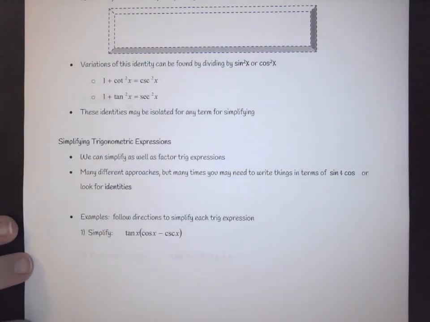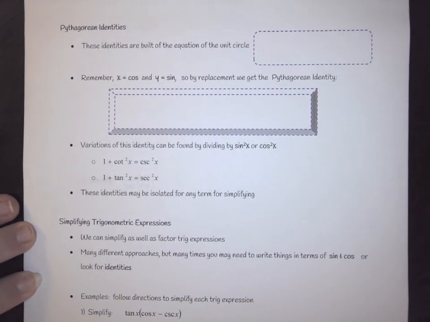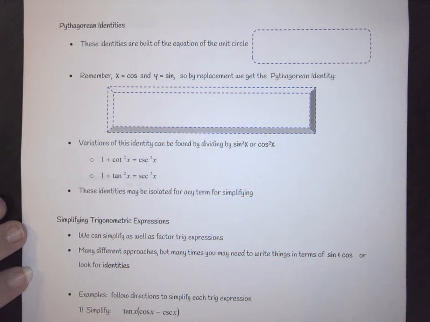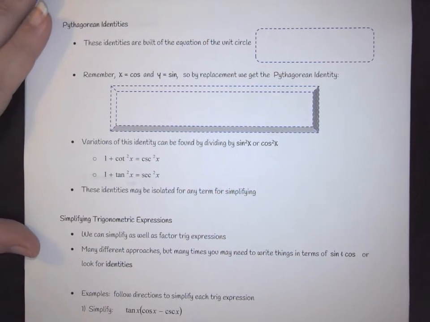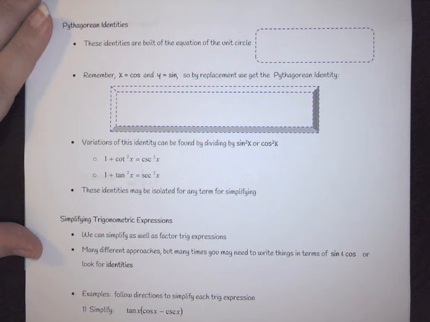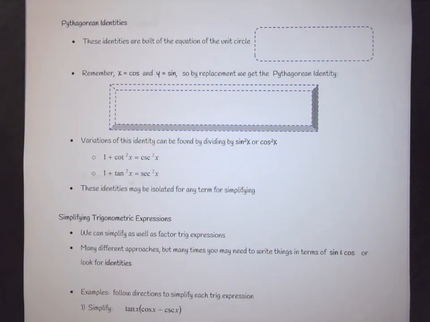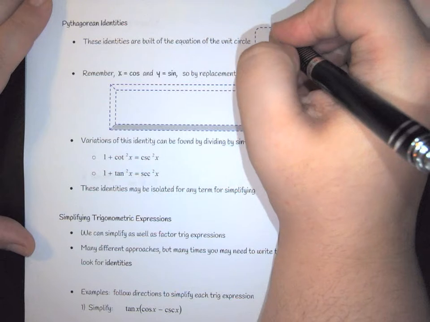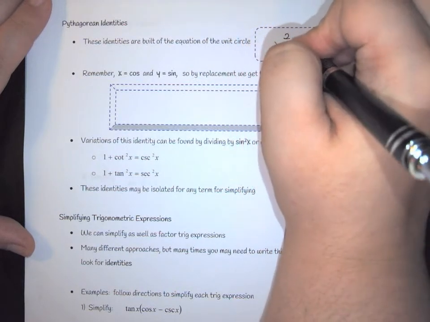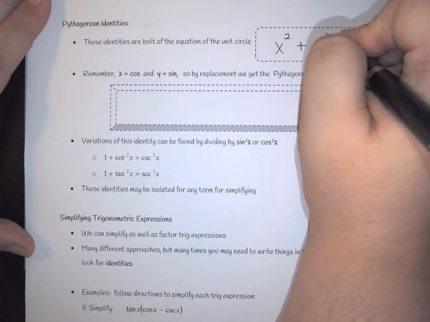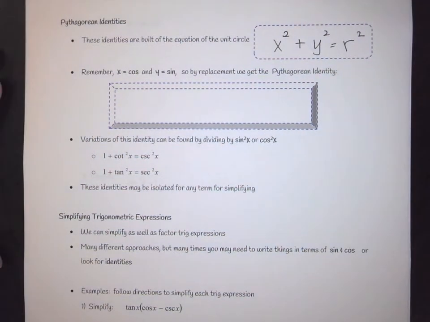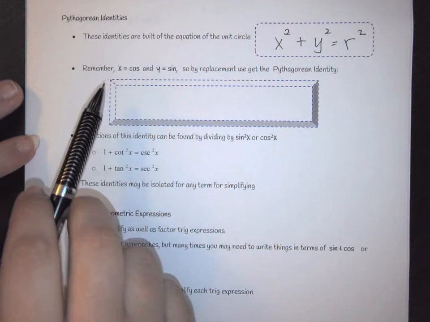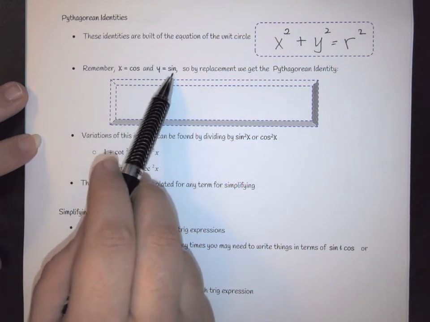Now with that, we have to remember some important information. So first, if we start with your Pythagorean identities, the identity is built off of the unit circle. So we know Pythagorean's theorem to be a squared plus b squared equals c squared. But when we're talking about trig identities and we're referencing the unit circle, we have to rewrite Pythagorean's theorem to be x squared plus y squared equals your radius squared. Okay? Now, we need to remember again that x is your cosine and y is your sine.